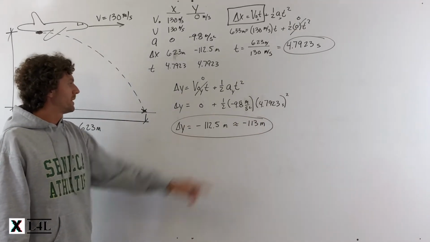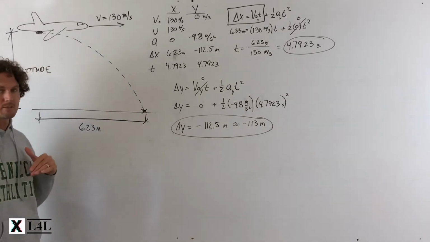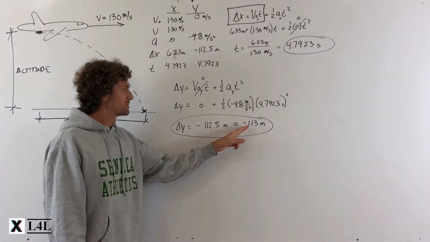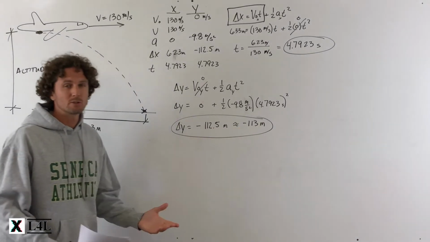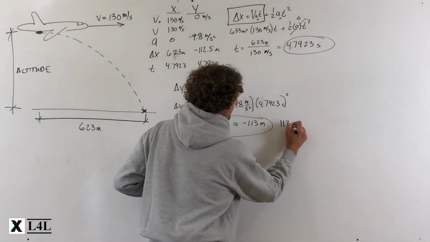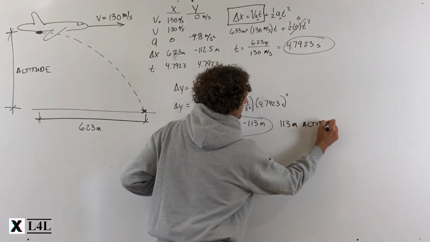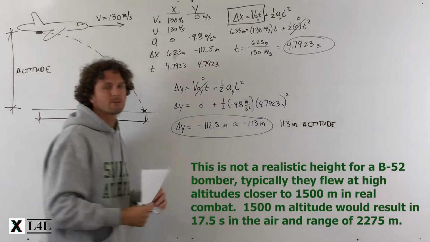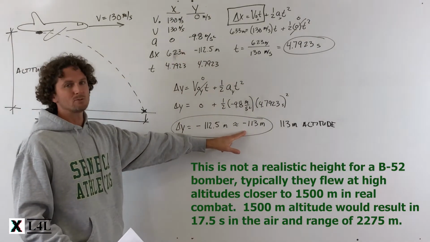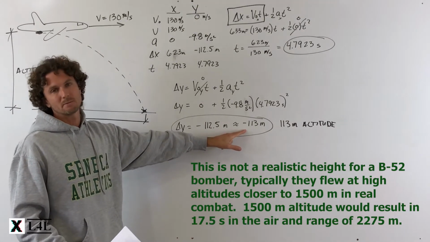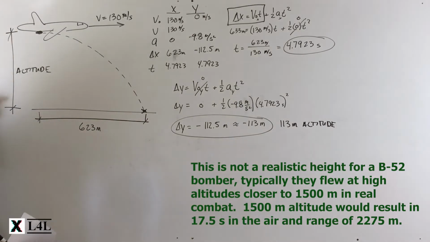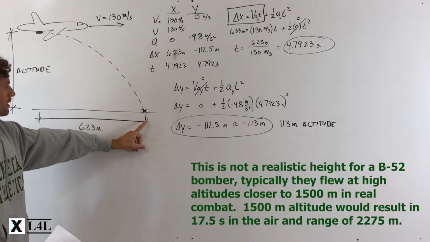Plugging into our calculator, we find that the vertical displacement is negative 112.5 meters, which is approximately negative 113 meters using 3 sig figs. So the actual altitude would be 113 meters, because the way we reference altitude is height above the ground. But when we're tracking it using the kinematic equations, we know that the displacement in the vertical is negative 112.5, because that's how far it actually fell, with the final position being at the ground.